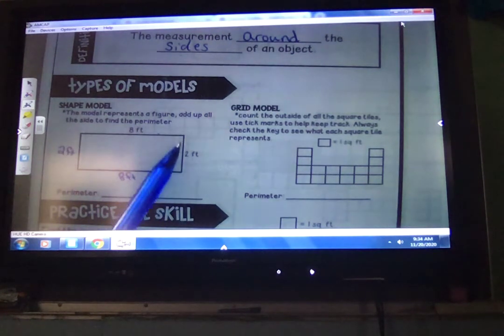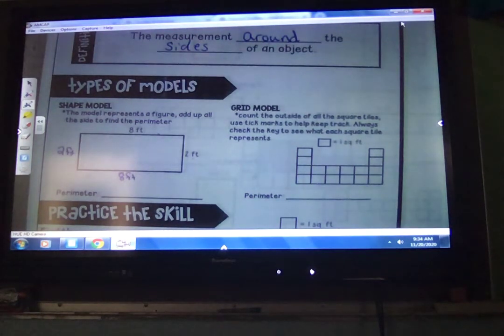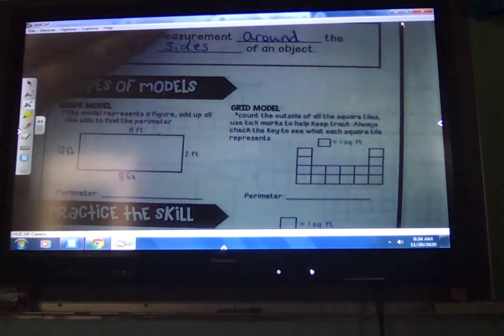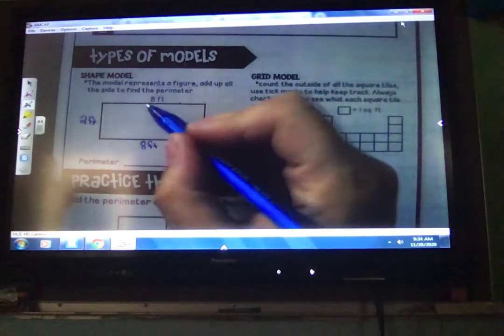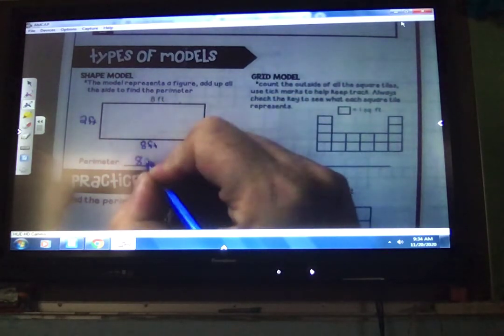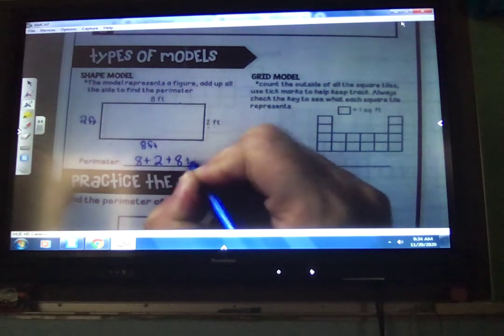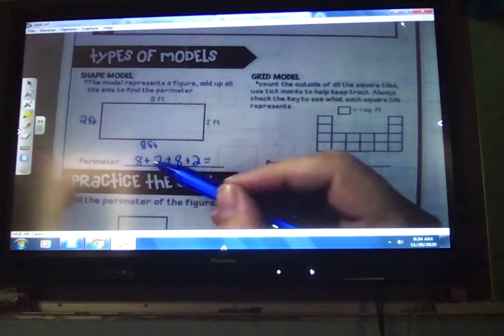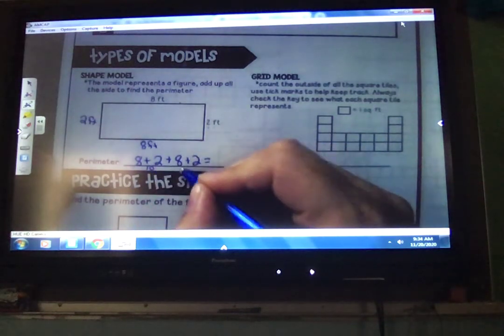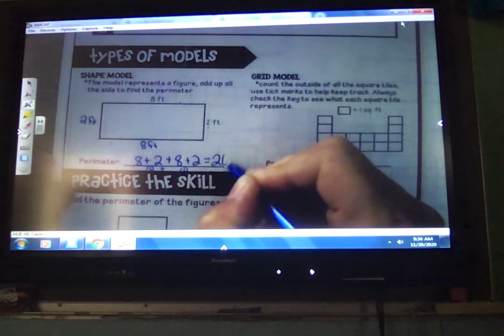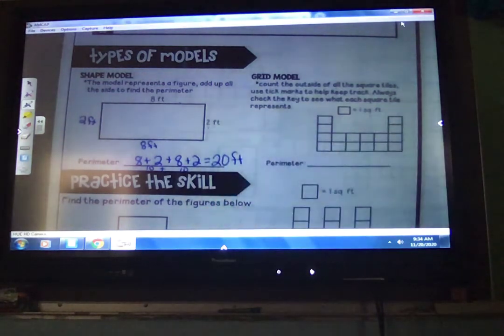We've got to walk all the way around. So to find perimeter, you add all the sides. So let's walk around our shape and start adding. 8 plus 2 plus 8 plus 2 equals. 8 plus 2 is 10. 8 plus 2 is 10. 10 plus 10 is 20. FT stands for feet. We're going to label that feet because every side is measured in feet, so our answer must be in feet. So perimeter is the fence. You walk all the way around.